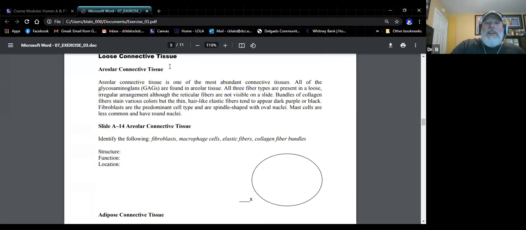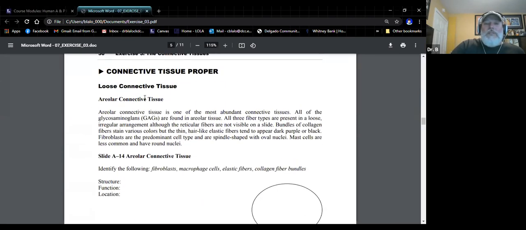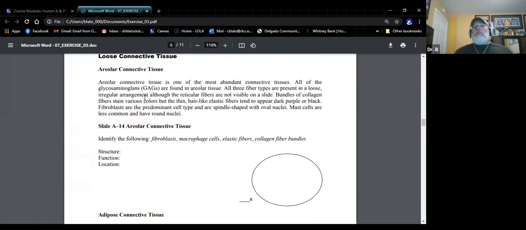The first loose connective tissue we're going to talk about is areolar connective tissue. Areolar connective tissue is one of the most abundant and widely distributed connective tissue types in the body, because of where it's found. One of the places that we find areolar connective tissue is associated with the integumentary system. We're going to find it in the hypodermis, which is the layer that connects the skin to the underlying muscle. So everywhere your skin is attached to the underlying tissue, it's attached using areolar connective tissue.